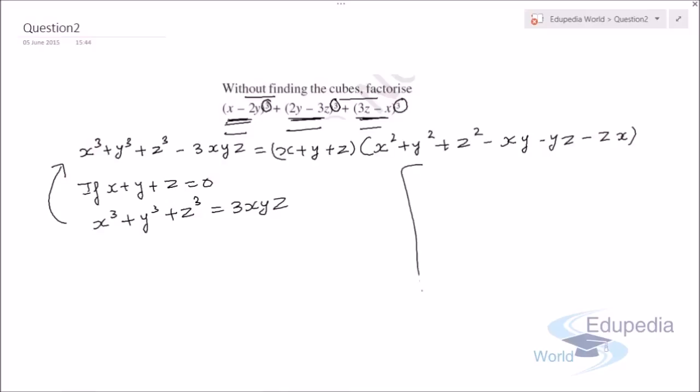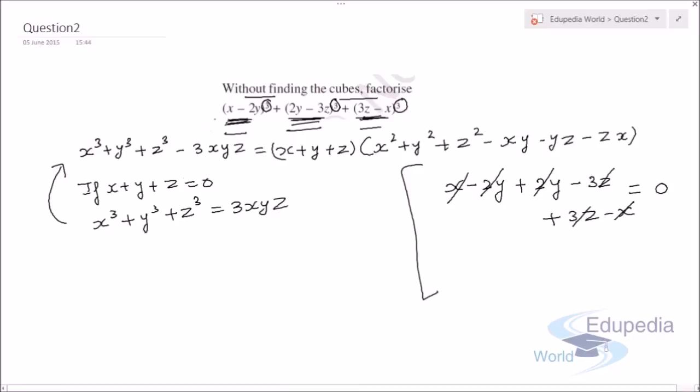So how to check it? We will add these three terms. So how to add? We'll add x minus 2y plus 2y minus 3z plus 3z minus x. So we'll check it. This x will cancel, this will cancel, and this will cancel. So the answer is coming out to be 0. So this means we can apply this special note of the identity to this question.